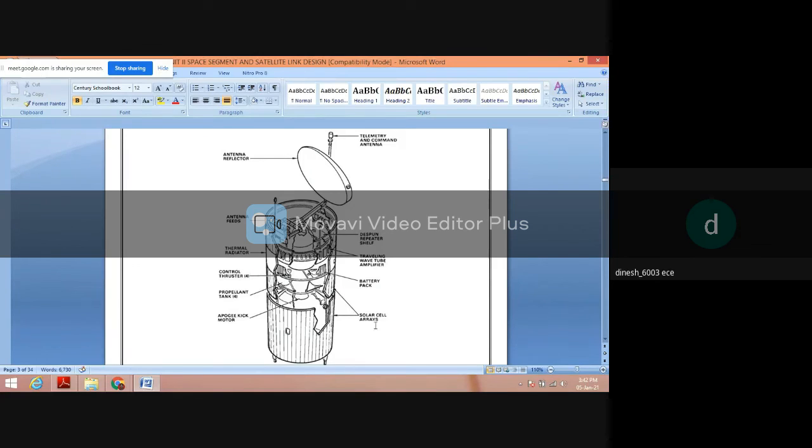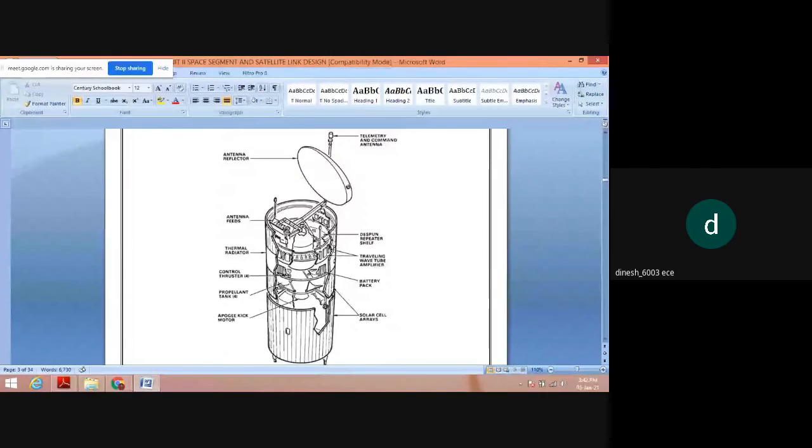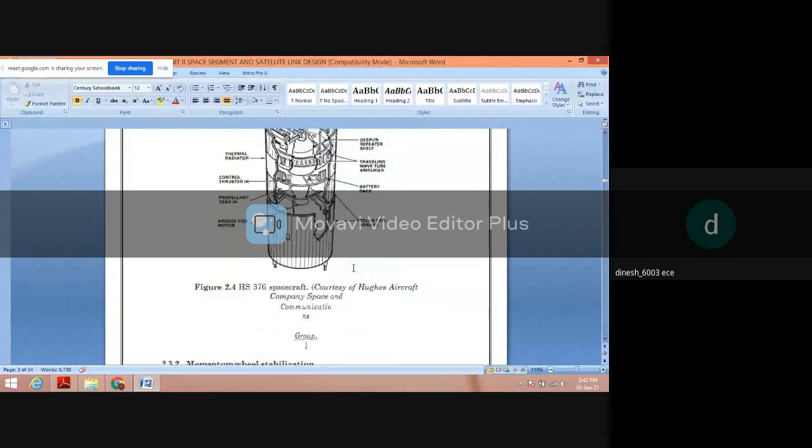Then this side we have the solar cells array supplying power in space. Then we have the battery pack. We have the traveling wave tube amplifier, TWT amplifier for amplification of your signals. Then we have the despun and repeater shelf. This is HS-376 spacecraft.